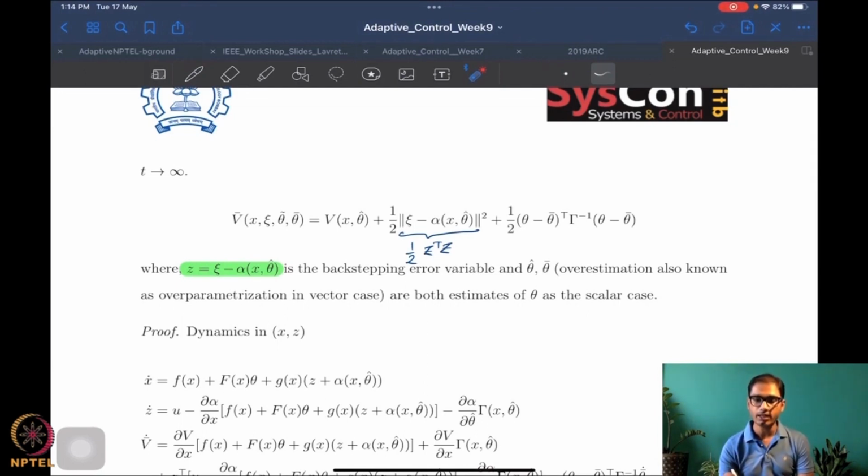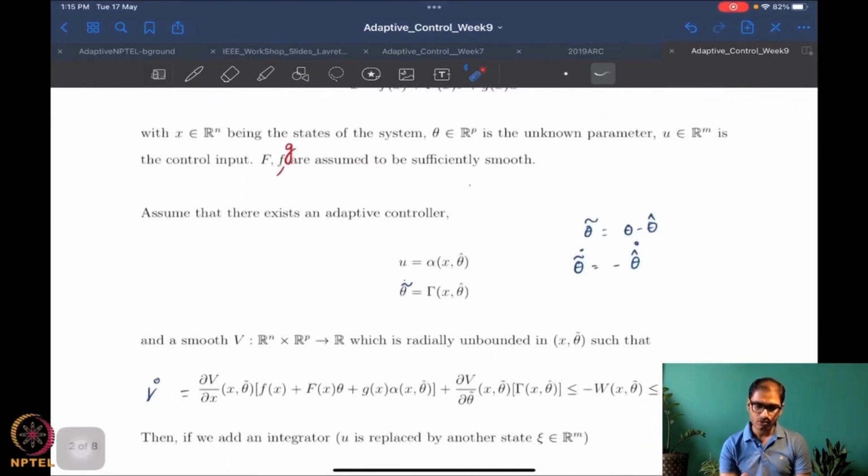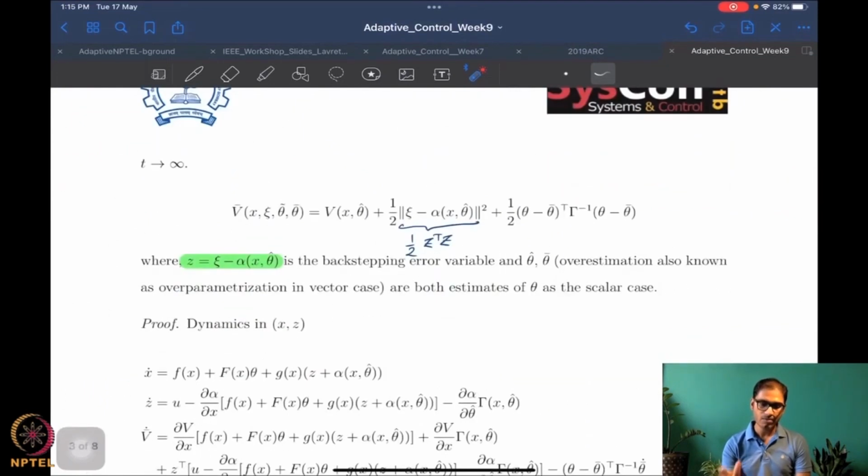That is a new parameter error also. Just that I add an adaptation gain. Right? I always add an adaptation gain. This is the adaptation gain. Okay. So let me see. Unfortunately, we have used the same gamma here. This is not the same. Let's be clear on that.